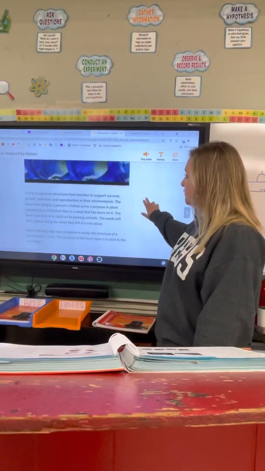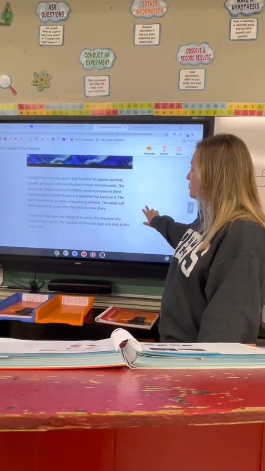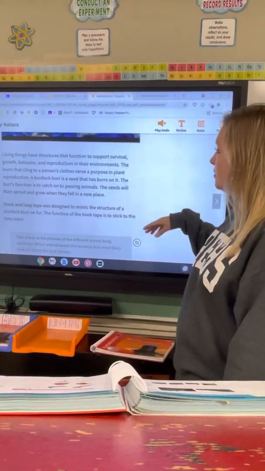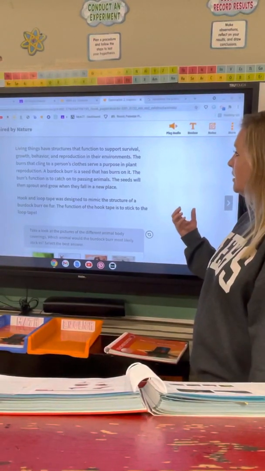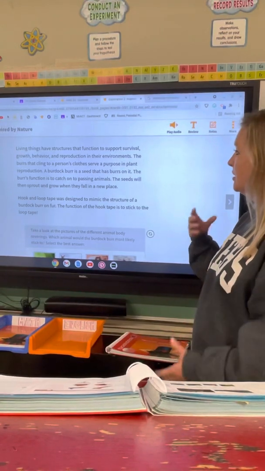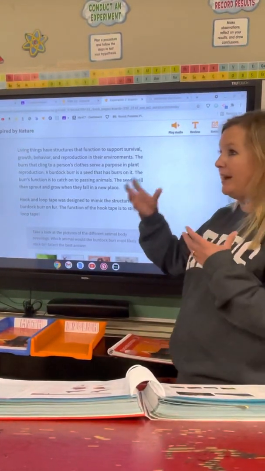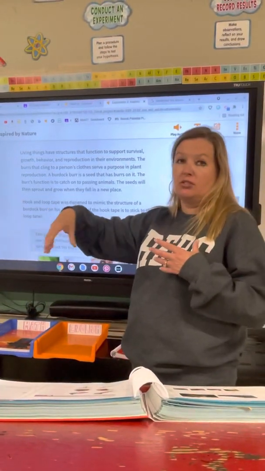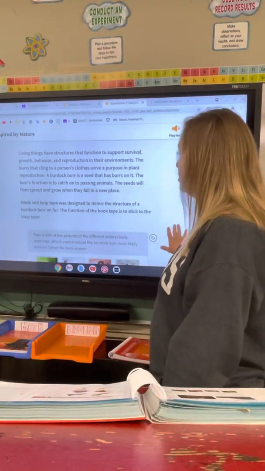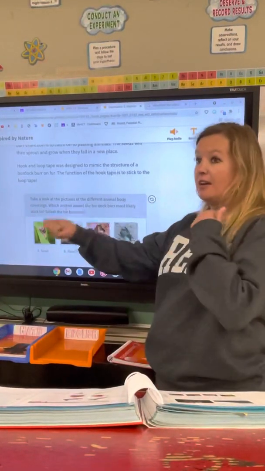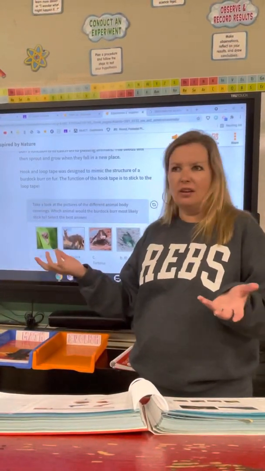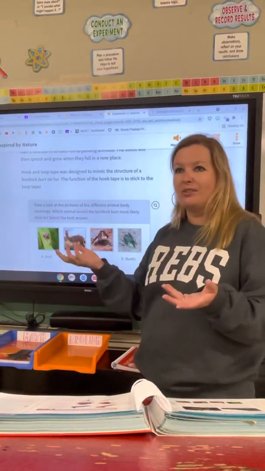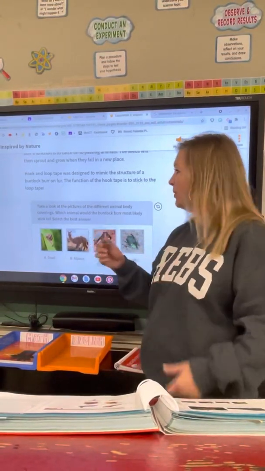So living things have structures that function to support survival, growth, and behavior. So a burdock burr, a cocklebur, is a seed that has burrs on it. And its function is to catch on passing animals, so it'll be passed on and it can be deposited somewhere else and grow somewhere else. So hook and loop tape, which is like Velcro, I never knew that. Did y'all know that? No, I never knew that. But Velcro was designed after a cocklebur.